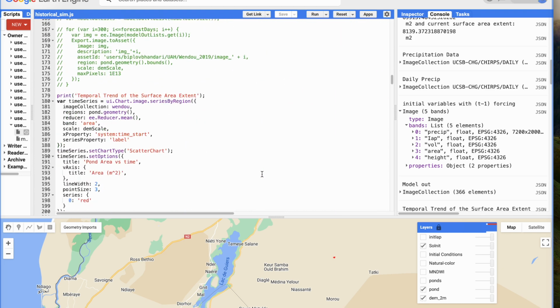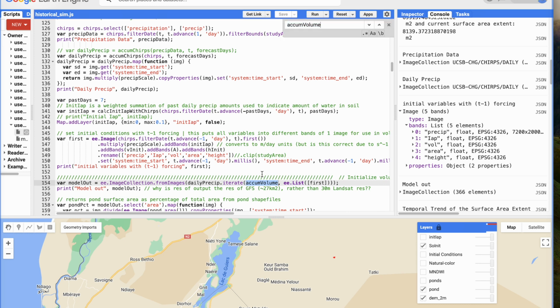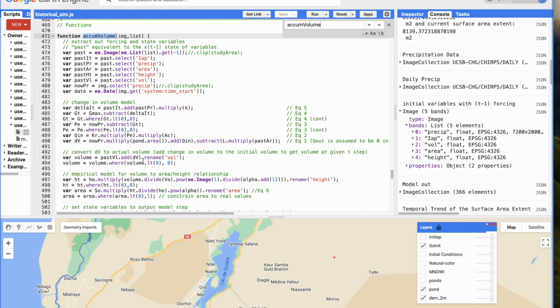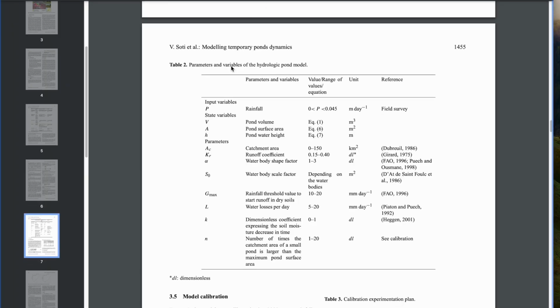And then we have this function, which is the accum volume function, that basically extracts out the last image. So this would be the last image in that list, and if you think about it physically, it's about getting the previous day's estimate and then using the present day precipitation to calculate the next present day estimate of the volume. So again, it's going back to that paper and solving all these equations that are mentioned here.